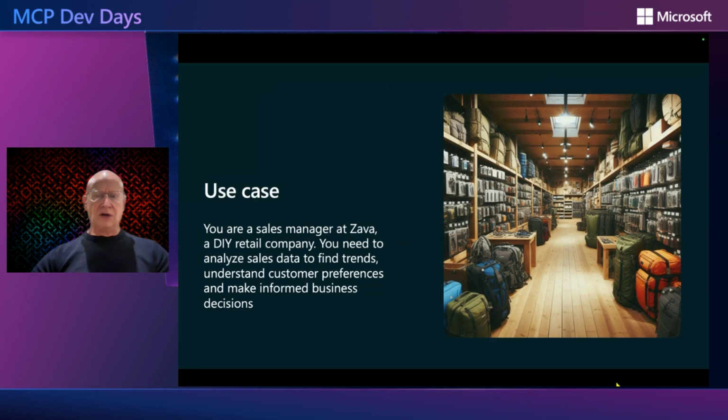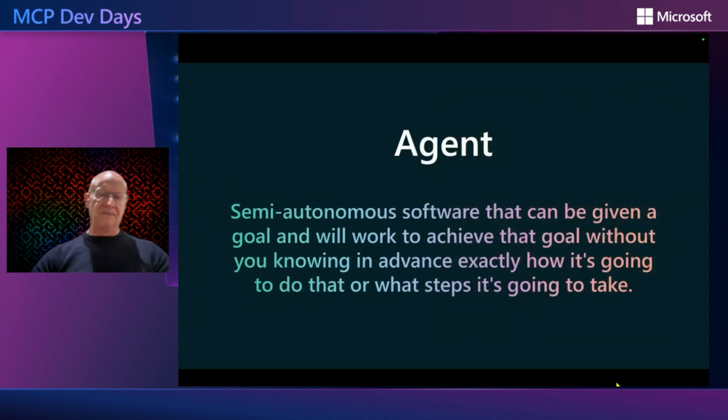Just a very quick overview of the use case. Someone might have already used this use case, but effectively we're going to be a DIY company, and we're going to be doing some sales analysis. We're just going to be using an agent to do that. We're going to go through some of the processes of how you can use Agent Service and how you can use MCP, in this case Postgres, to support that.